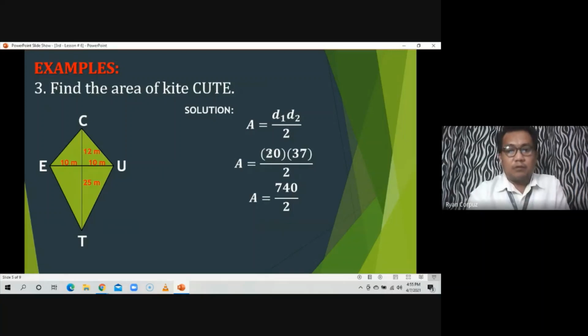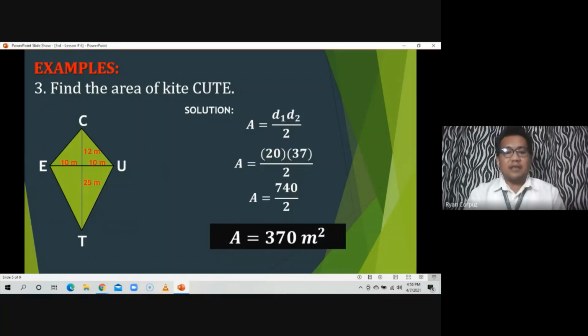Pwede nyo gamitin yung 20 divided by 2, that would be 10. Times 37. Mas madali na, di ba? Unlike when you multiply the 2, mas mabilis yung process. So, what we did here, we multiply first the 2, then we come up with 740, then saka natin divide by 2. So, 740 divided by 2, it will be equal to 370. So, since the unit of measurement involved is in terms of meter, and we are going to find for the area, the final answer will be the area is equal to 370 square meters.